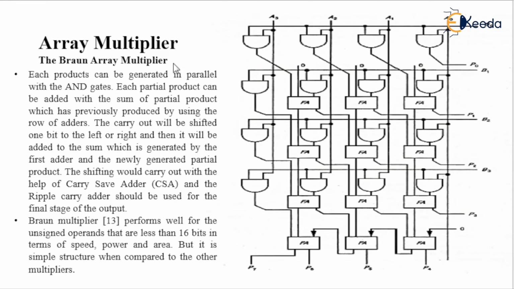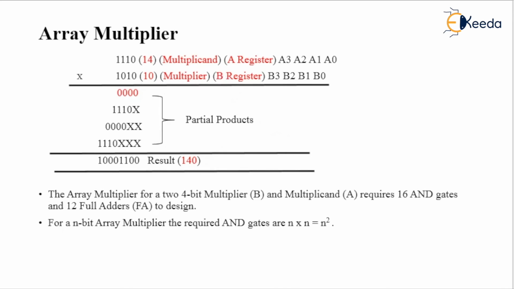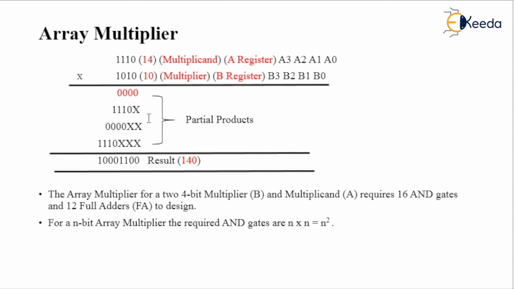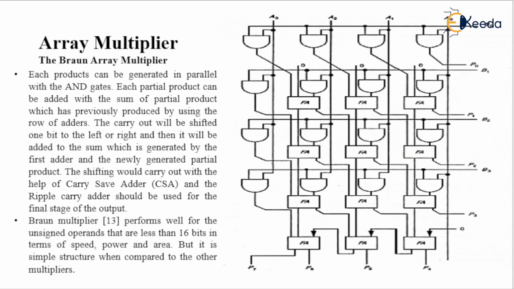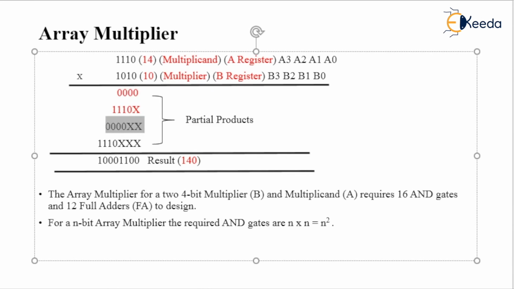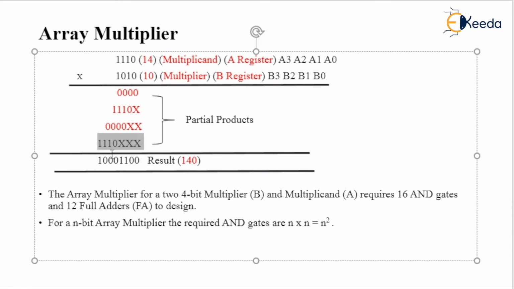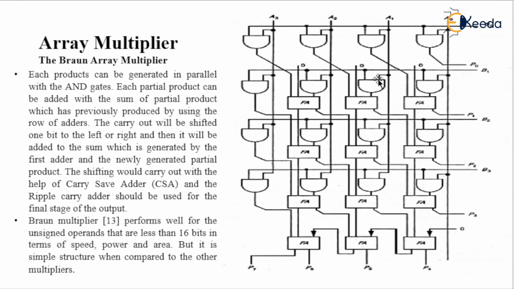This AND array is providing a partial product of this one, shown in red color, and this array is providing the partial product of this one, and this array is providing this partial product, and this array is providing this partial product. So all are added here. The summation is done with the help of full adders.